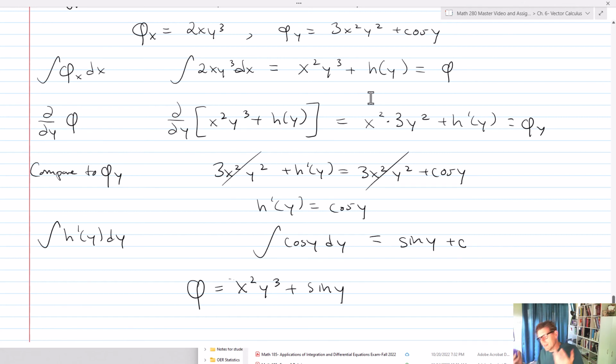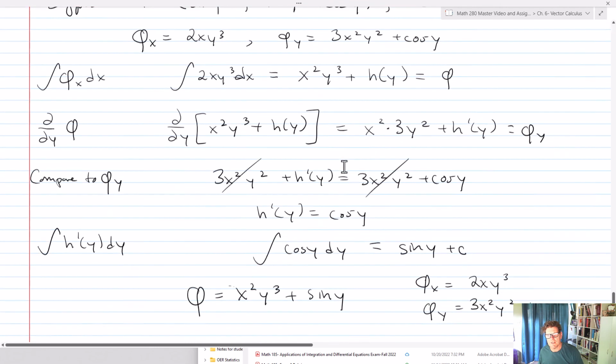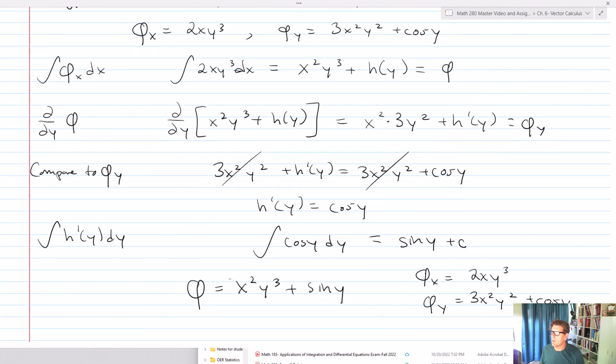Could there be a c? Yes, there could be. Oftentimes what you'll see is we'll just set this equal to some constant, and that'll wrap up what we need. Okay? Notice phi of x is going to equal 2xy cubed, and phi of y is going to equal 3x squared y squared plus cosine y, which are both of our original values in the vector field. Okay? Let's take a look at one more example.